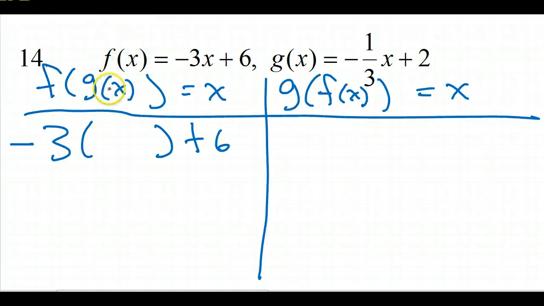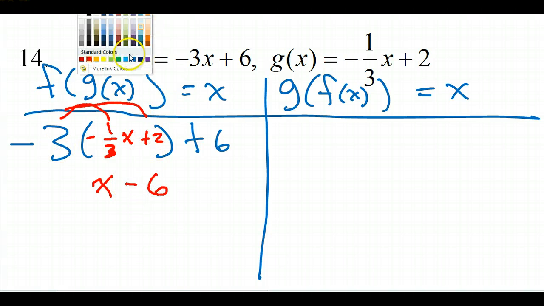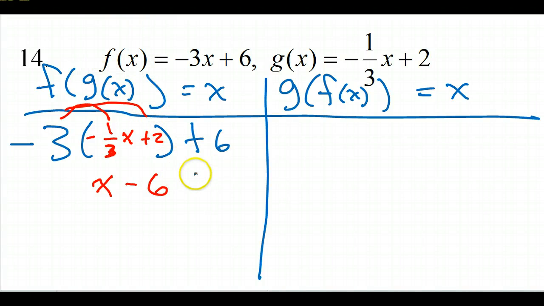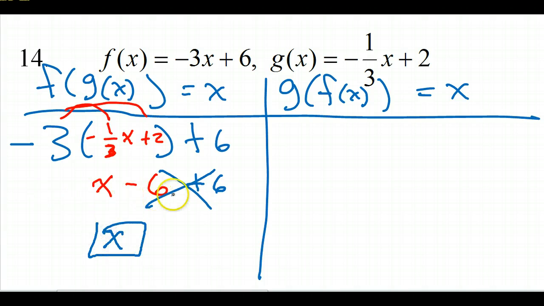And then on the inside, I put function g. So negative 1/3 x plus 2. If I do the distributive property, negative 3 times negative 1/3 is 1. So really that's just x. Negative 3 times 2 is negative 6. And then I just bring down that positive 6. And those will cancel each other out. And once again, we have x. Okay, do not skip that step.